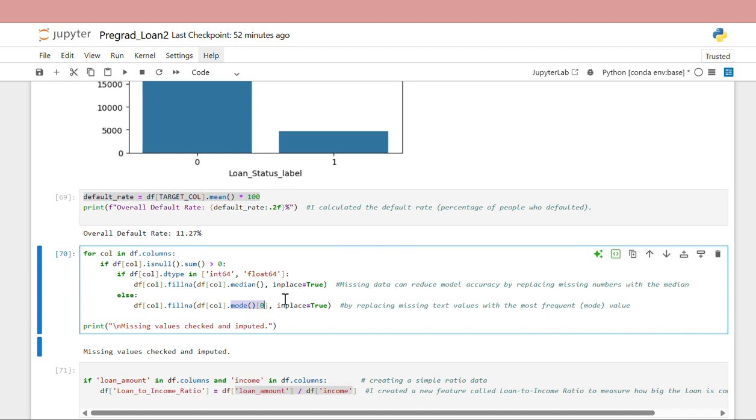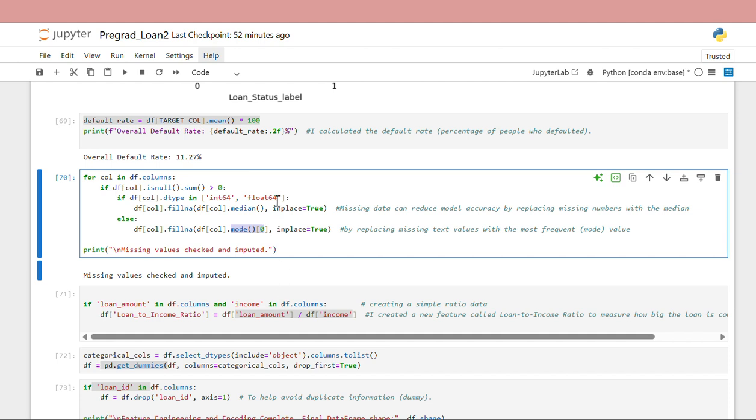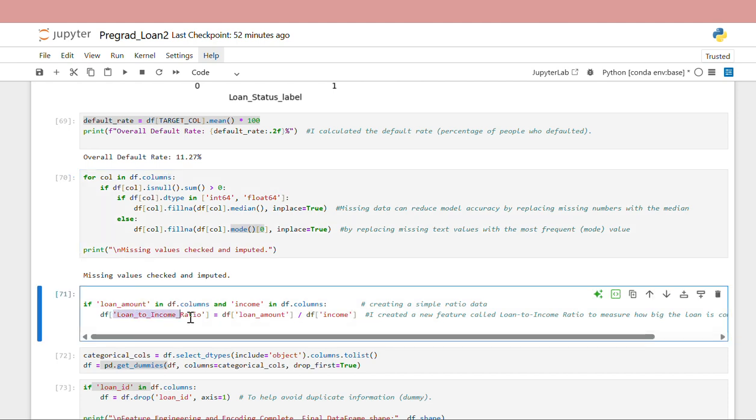Next, I have performed feature engineering to make the dataset more useful for the model. I created a new column called loan to income ratio by dividing the loan amount by the income. This feature helps understand how large the loan is compared to a person's income, which can indicate financial risk.